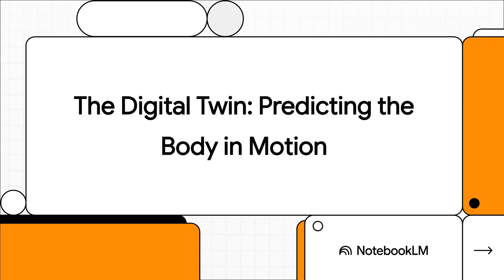Welcome to the Explainer. Today, we're diving into something that sounds like it's straight out of science fiction, building predictive digital copies of human anatomy. We're talking about creating a digital twin that can actually mimic how our bodies move.